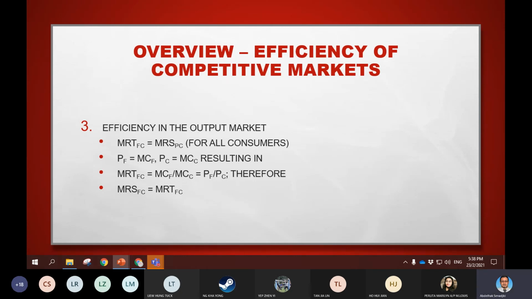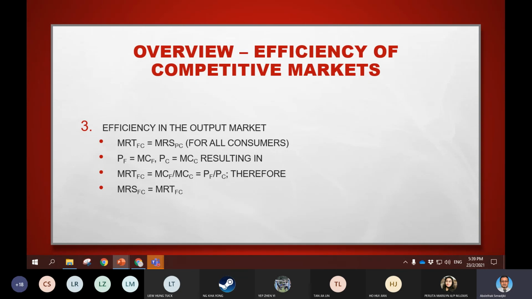But consumers maximize their satisfaction in a competitive market only if the PF, or price of food, divided by the price of clothes, equals the marginal rate of substitution. And therefore, from this and this, we will have the marginal rate of substitution for food and clothes equal to the marginal rate of transformation for food and clothes. And therefore, the output efficiency conditions are satisfied.